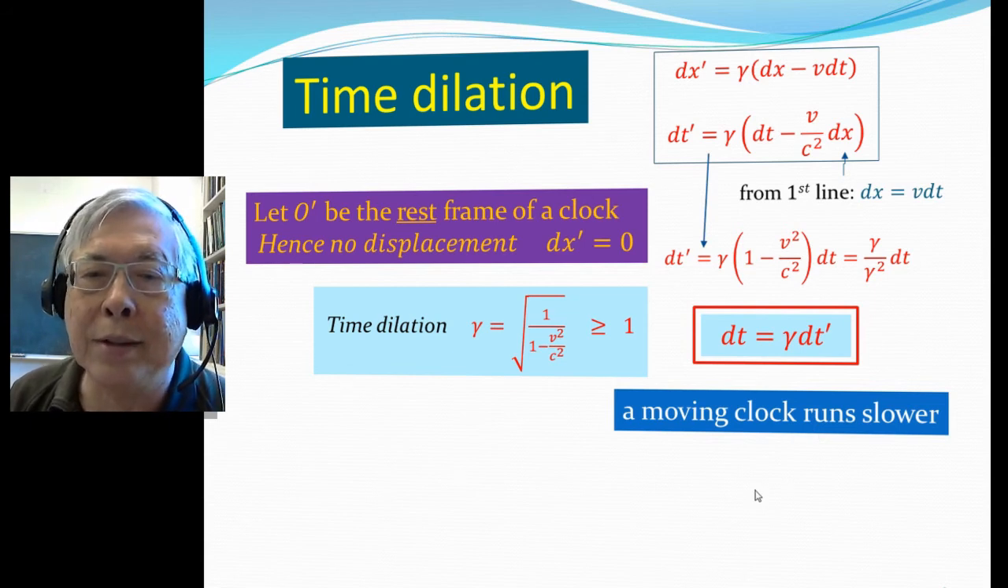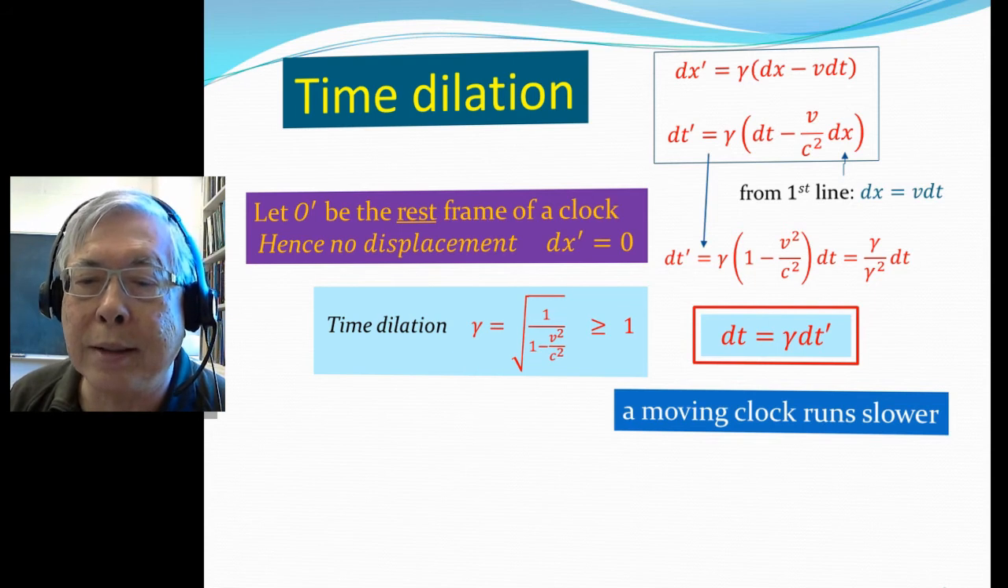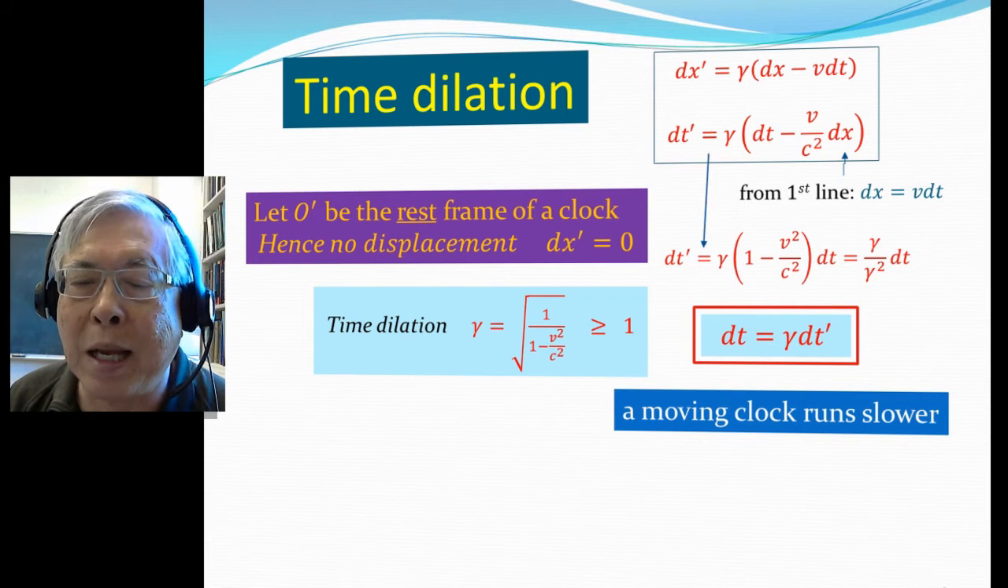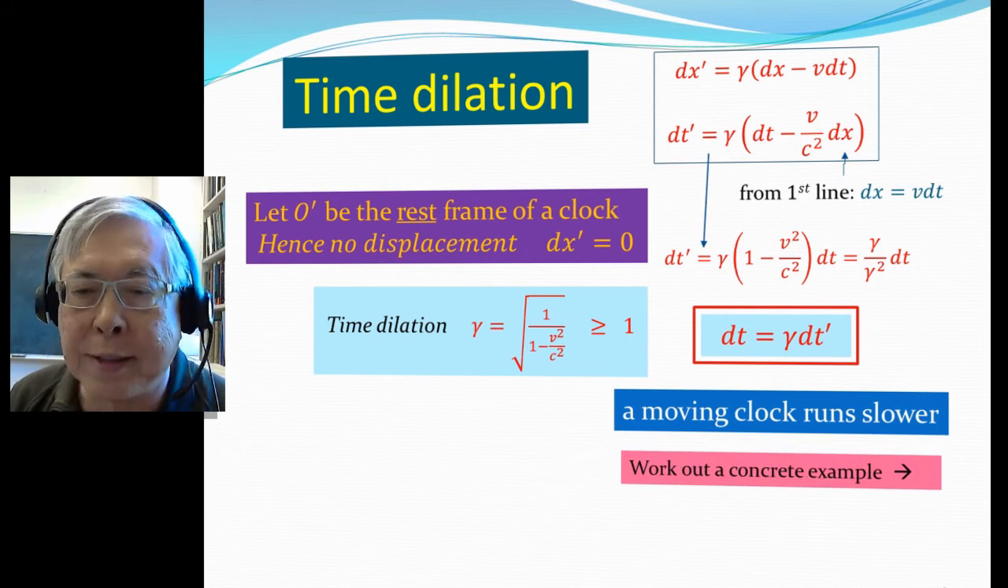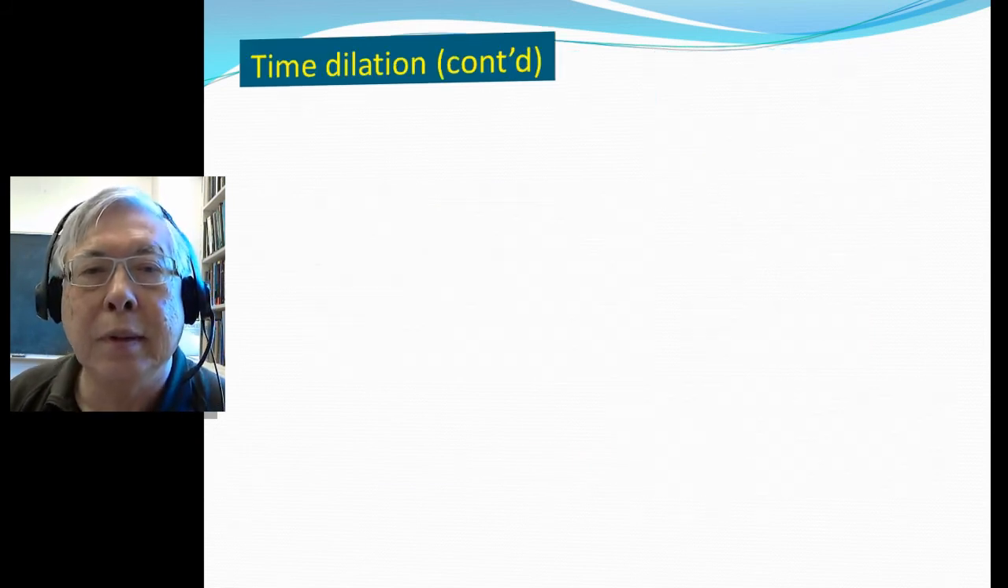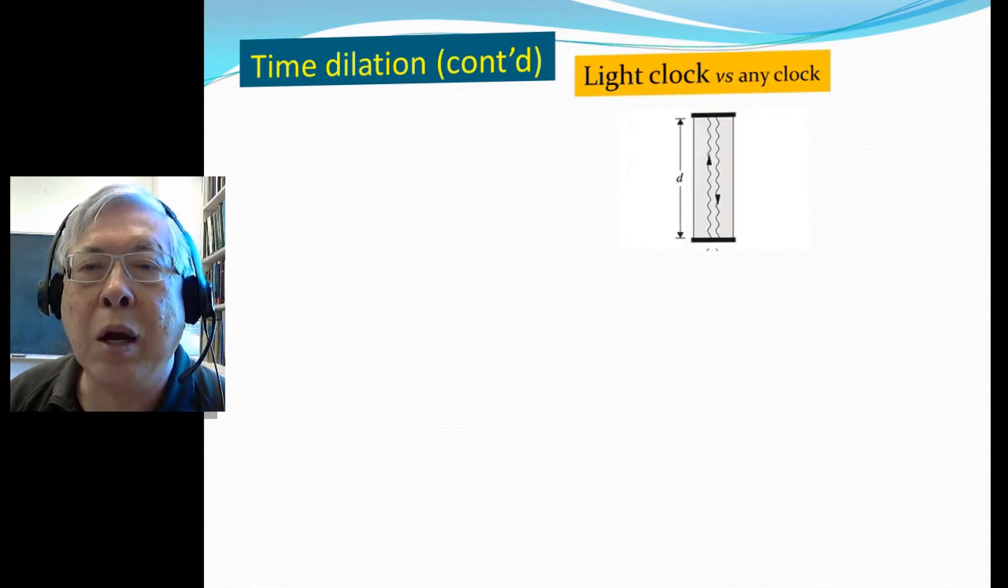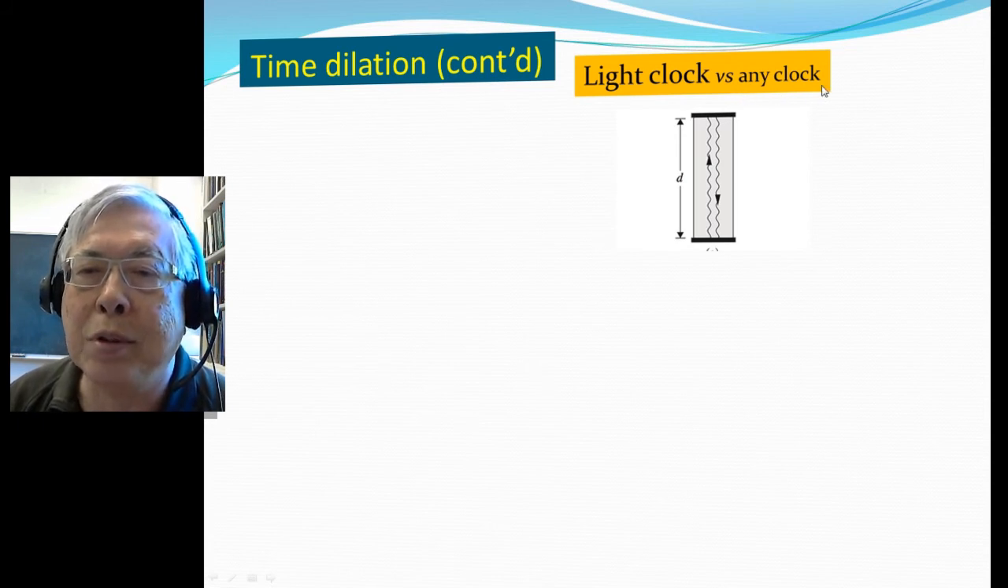Now, these are just from formulas, so we really need to study a physical example to see where this time dilation comes from. So we can work out a concrete example. For the concrete example, I can use a light clock to record the time. We could have used any clock. We could use a pendulum. In fact, any physical effect can be used as a clock.